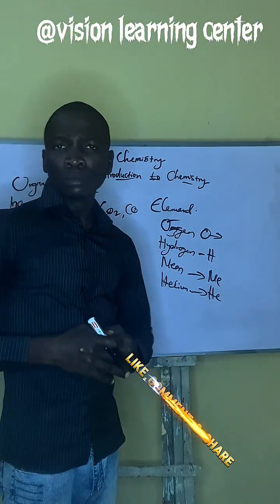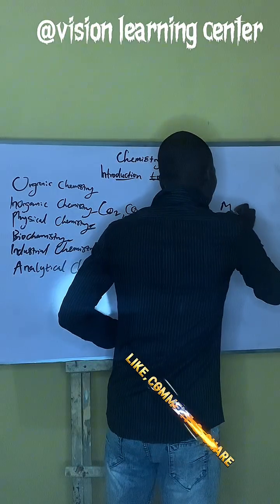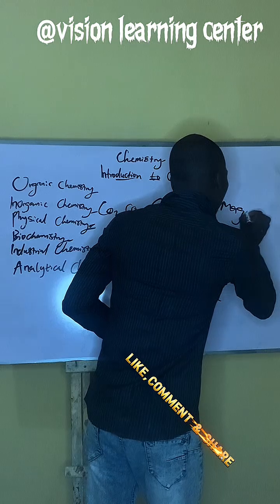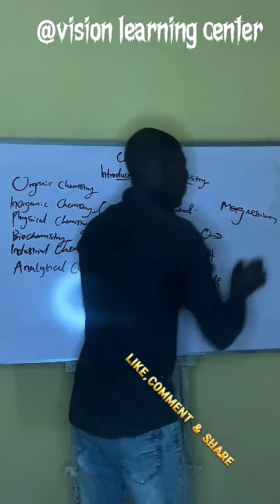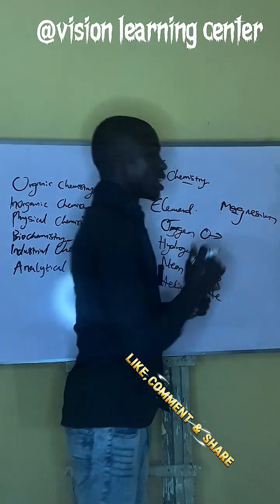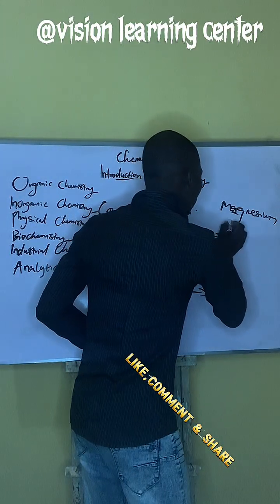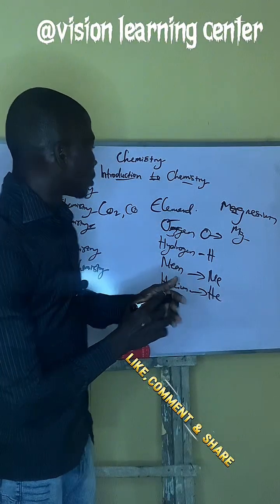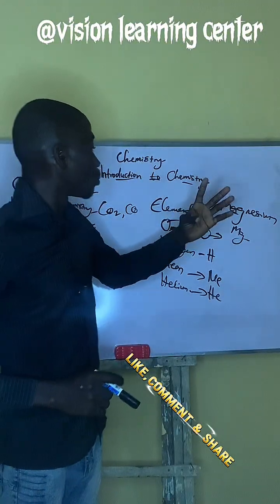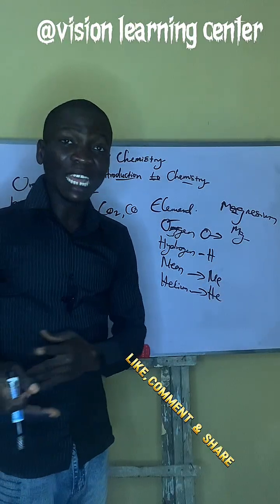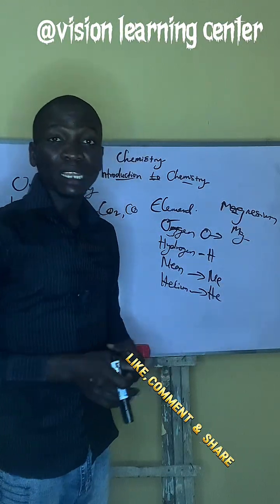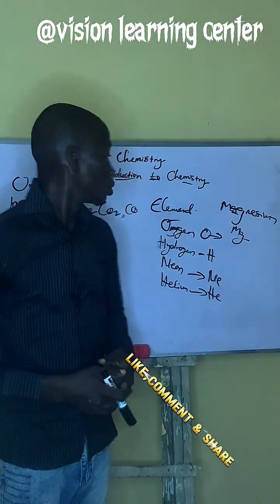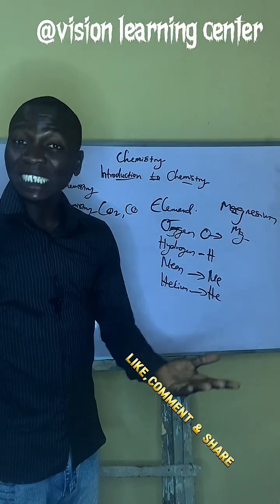Like magnesium. You have Ma, but the correct spelling is magnesium, and we found out that this A is neglected. The chemical symbol of magnesium is Mg. So sometimes the chemical symbols are not gotten from the first letter and the next letter that comes after it. Some are gotten from elsewhere, like in the case of magnesium, while some are gotten from the Latin language.